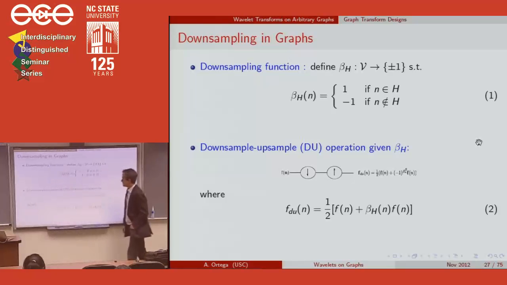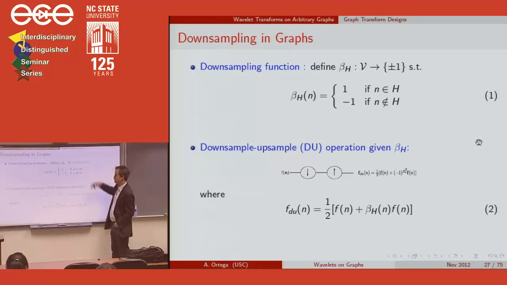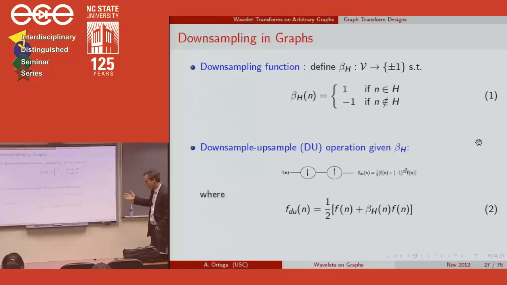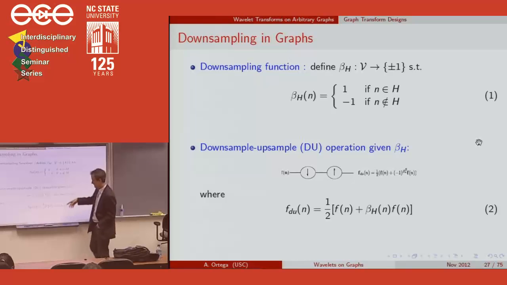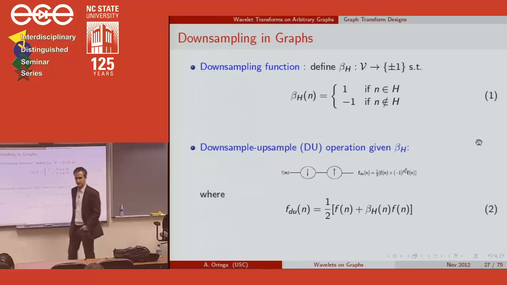To do that, we define a function beta, which for any vertex in the graph takes values either plus or minus 1. If we're in a node that we want to preserve, the value of beta is 1. If not, minus 1. Then, trivially, you can see that the graph signal after downsampling and upsampling will be the original signal plus beta times the original signal. So if beta is 1, then you have 2 times the original signal. If it is minus 1, you get 0. That's straightforward, the same thing as you would do for regular signals.